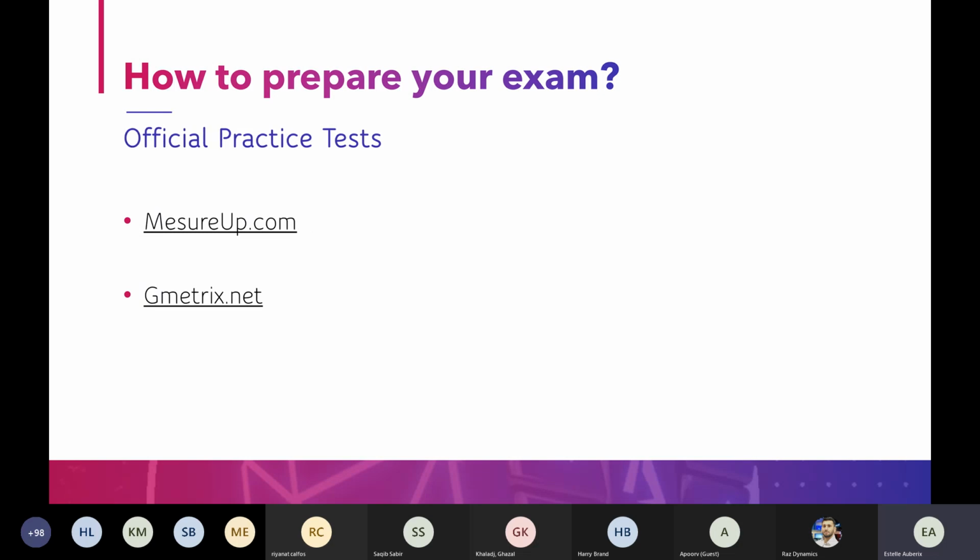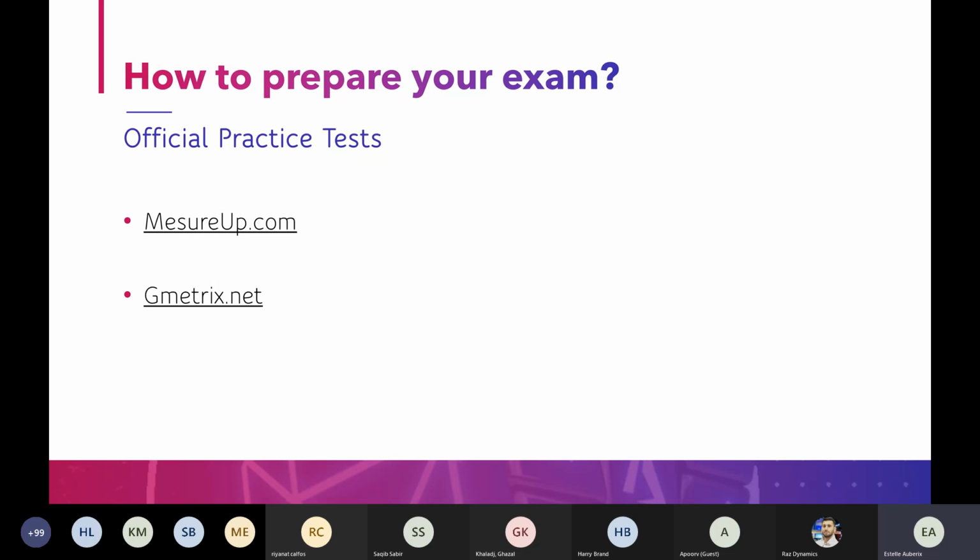If you want, or if you have the opportunity to get official practice tests, the two that are official for Microsoft are measureup.com and gmetrix.net. I don't really know the difference between them. Measureup.com is generally the one related to the Pearson interface, and gmetrix.net is one that I had access to with Microsoft friends, but I don't know if in other parts of the world GMetrix is also good or not. But MeasureUp is the most famous, and through the Pearson interface, or periodically, you can get some discounts on this kind of official practice test.